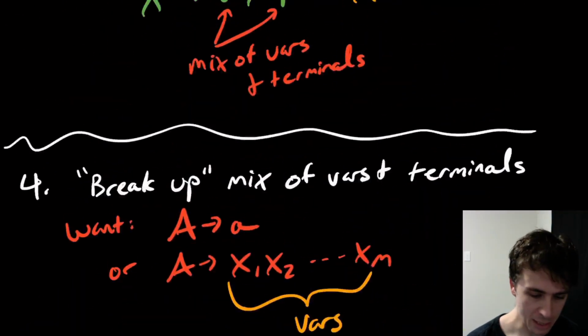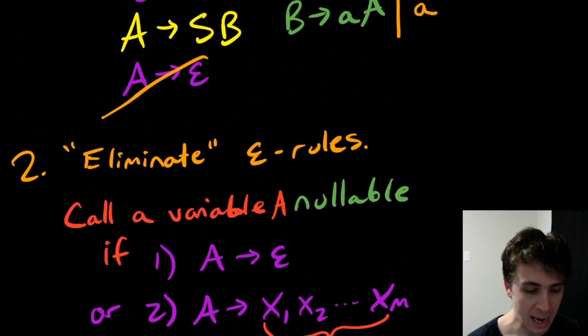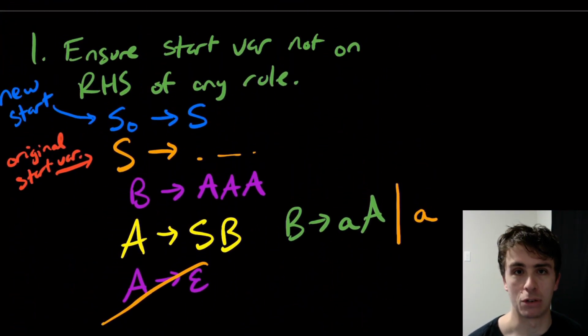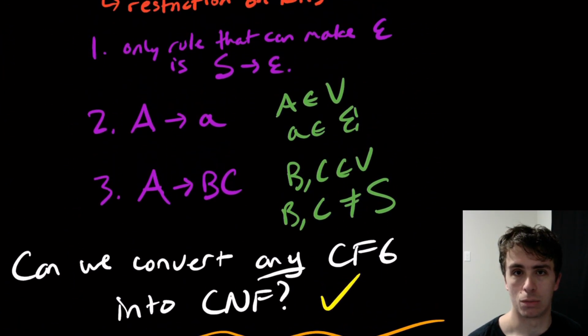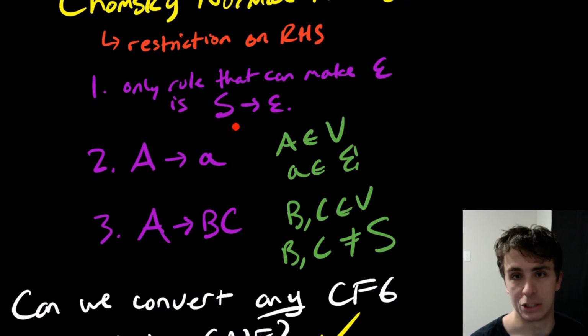So this was a really simple way of representing any possible context-free grammar. And what are the rules? Remember, the only variable that can make the empty string is the start one. You can have a variable go to a single terminal, or you can have a variable go to two variables where neither of the ones on the right side is the start variable. The one on the left can be, but not the ones on the right.